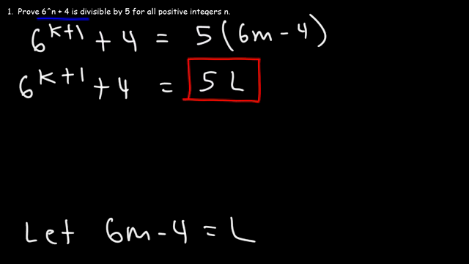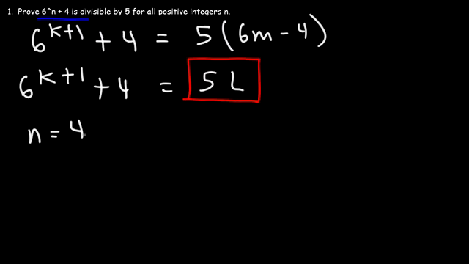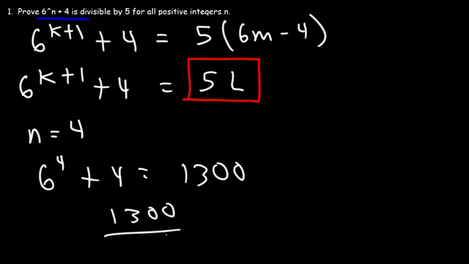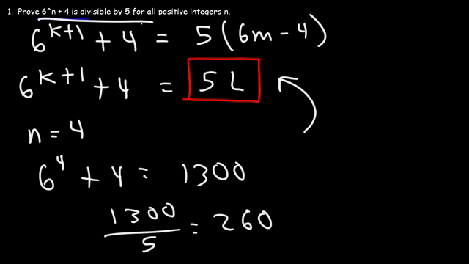And so that's how you can prove it using mathematical induction to show that it's divisible by 5. And you could test it out. If you plug in any number for n, it's going to be divisible by 5. Let's say n is 4. 6 raised to the 4 plus 4 is going to be 1300. And 1300 divided by 5 is 260. You could test it out by plugging in different numbers, but this is how you could show that this statement is true using mathematical induction.